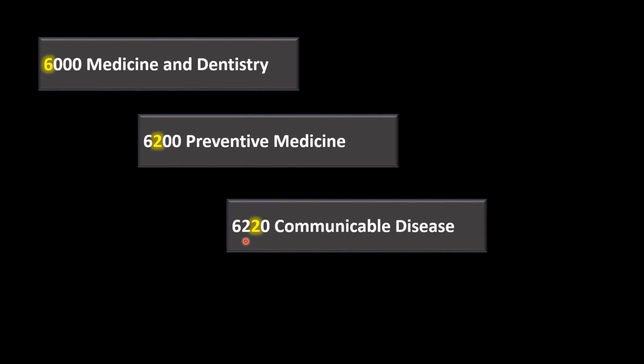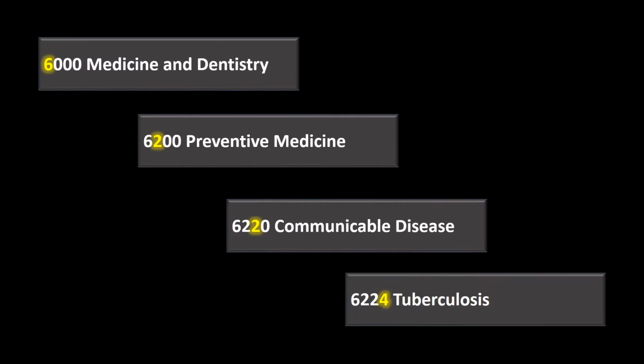This 2 still means preventative medicine in the primary, but the secondary number means communicable disease, right? So this would be an instruction on how to prevent communicable disease. And then the tertiary number, this 4, that designates it to tuberculosis. So the tuberculosis instruction, 6224.8, well, the 4 means tuberculosis.